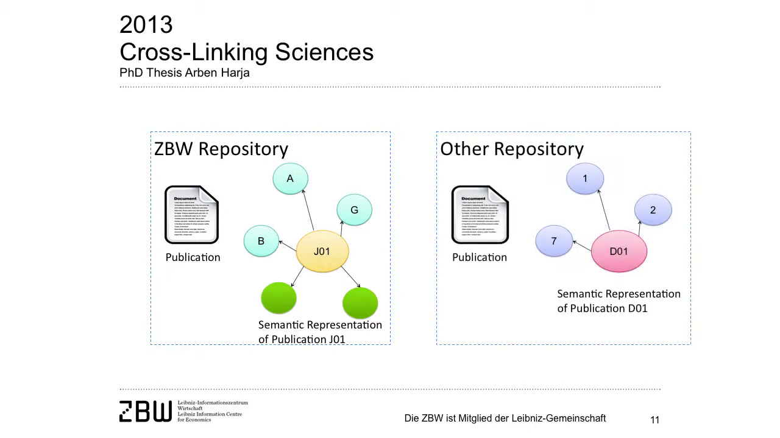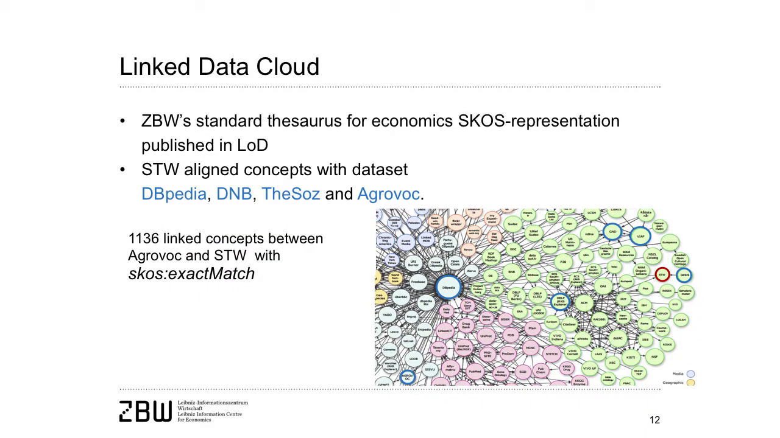We have such representations in other repositories as well. And then the idea is, if we have two concepts of which we know that they are similar to each other or even the same, we can offer the document on the right-hand side as an additional result of a query in ZBW's repository, just by knowing that two concepts are the same or similar to each other. This requires at least some information being published in the linked open data cloud.